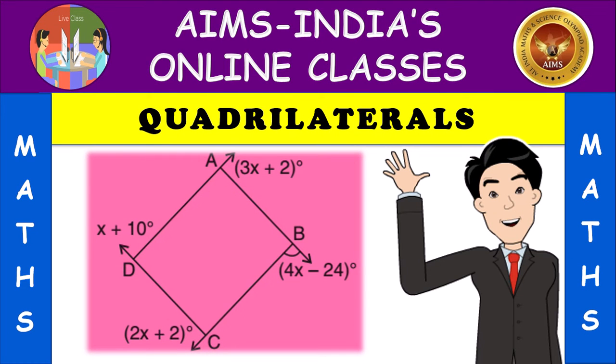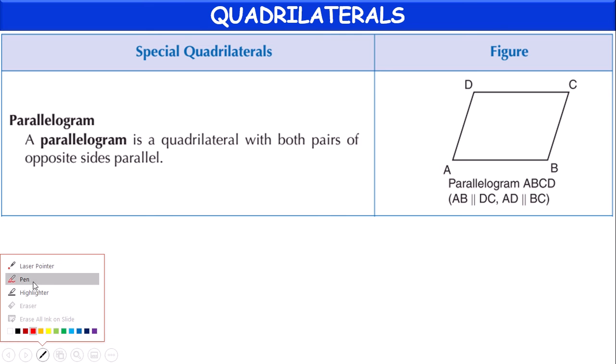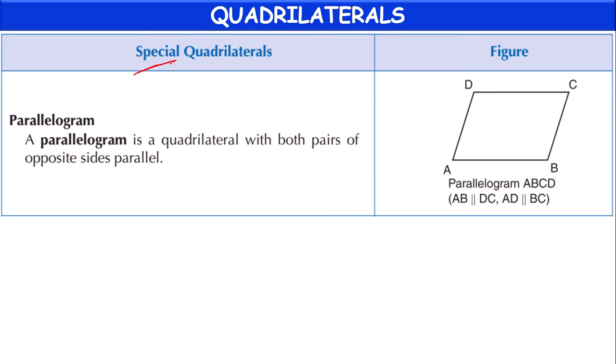In today's class, from mathematics subject, quadrilaterals topic we are going to discuss. So in today's video children, we are going to learn about some special quadrilaterals. Quadrilateral means the geometrical figure formed by four points in which no three points are collinear, which we have learnt already.